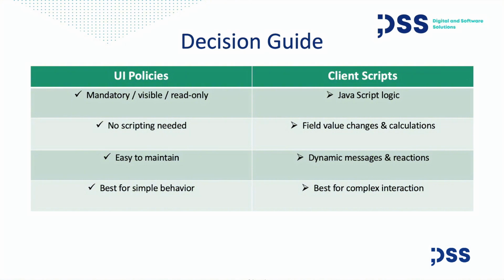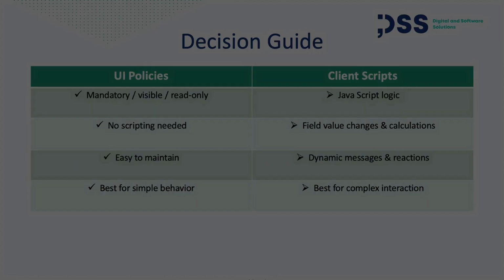Now that we've seen both approaches in action, let's summarize when to use each one. UI policies are the best choice when you only need simple form behavior, for example, making a field mandatory, visible, or read-only, and you want a clean, low-code solution that's easy to maintain. Client scripts should be used when you need logic, calculations, dynamic messages, or interaction between multiple fields.